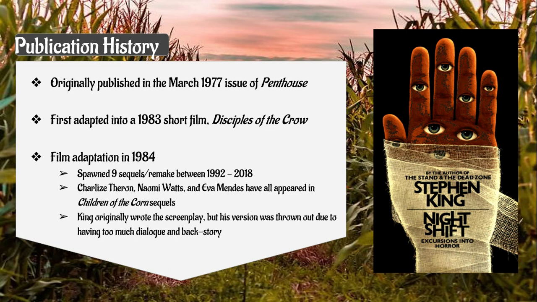King originally wrote the screenplay for the movie. His version was rejected by the studio because they said it had too much dialogue and backstory, and it was too close to the source material. You can see now why in 1986 King said, if somebody's going to fuck up one of my books, it's going to be me.